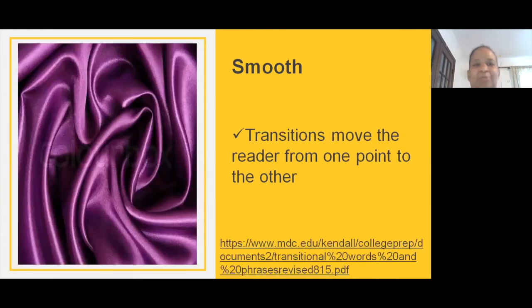It is smooth. See the little silk sheets there? It's smooth. Nothing ragged, nothing jagged that causes you to jump as you're reading. The transitional words move the reader from one point to the next without any friction.